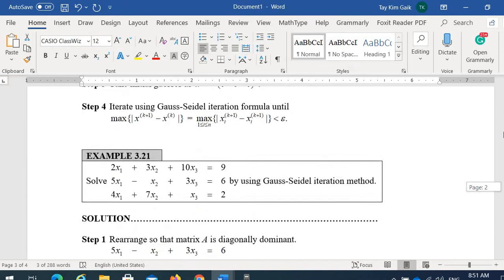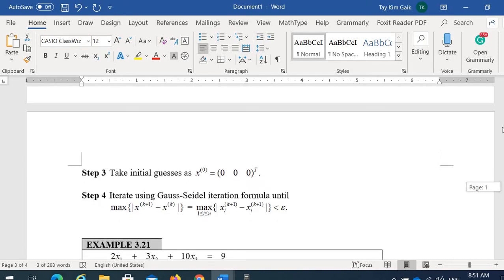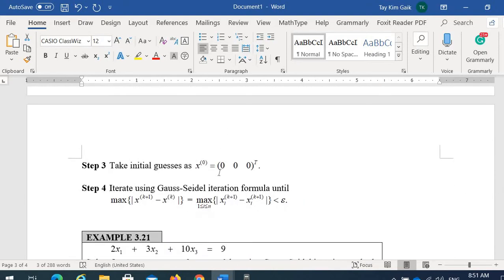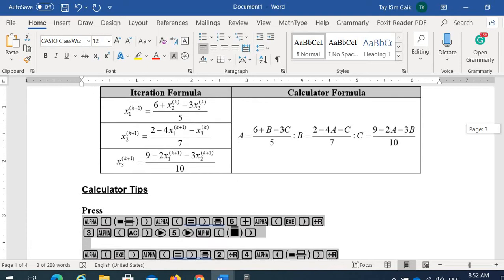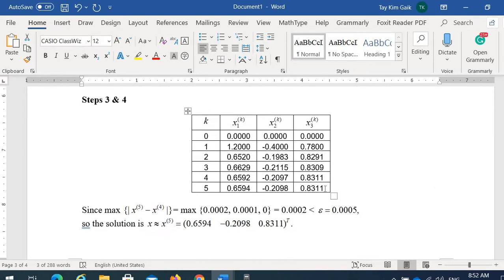To stop the iterative, is active. We iterate with the initial value 0, 0, and then we stop it with the maximum value of the iteration at the step xk plus 1 minus xk, the maximum of the 3 values here. It takes iteration number 5 with iteration number 4 with the 3 values. If the maximum value is less than the epsilon, which is 0.005, then we can stop.